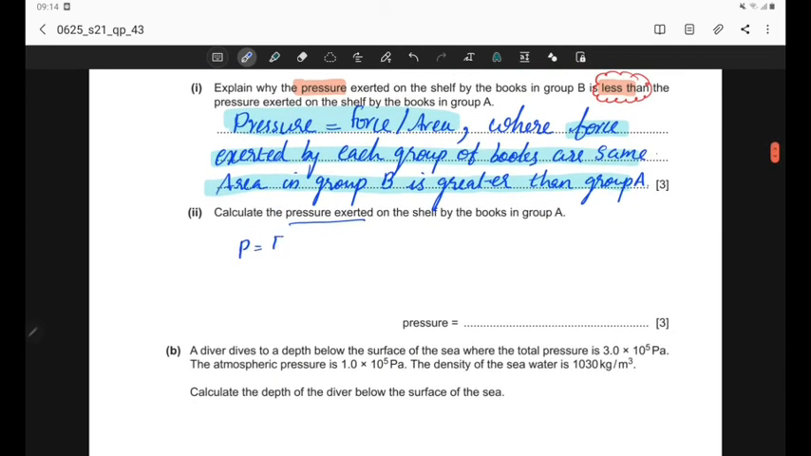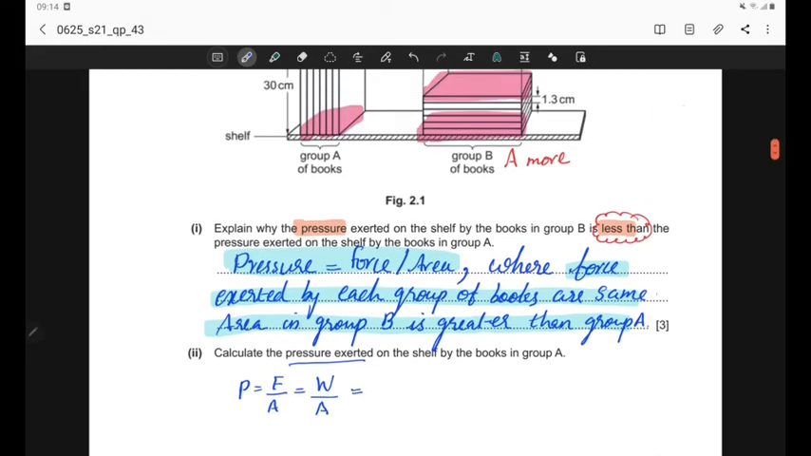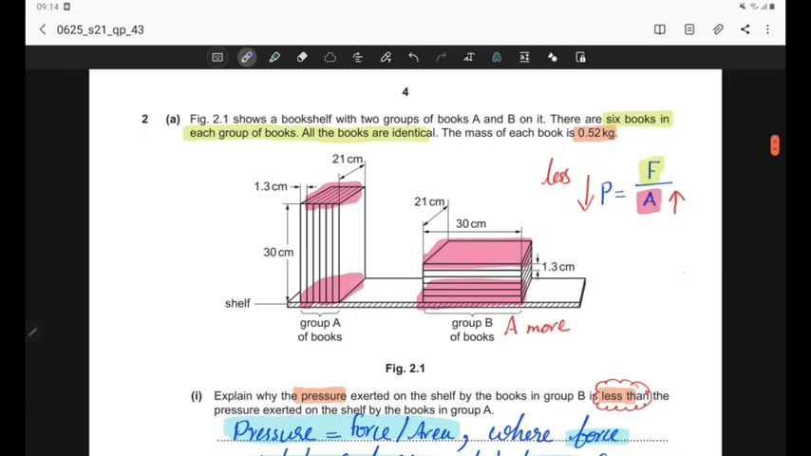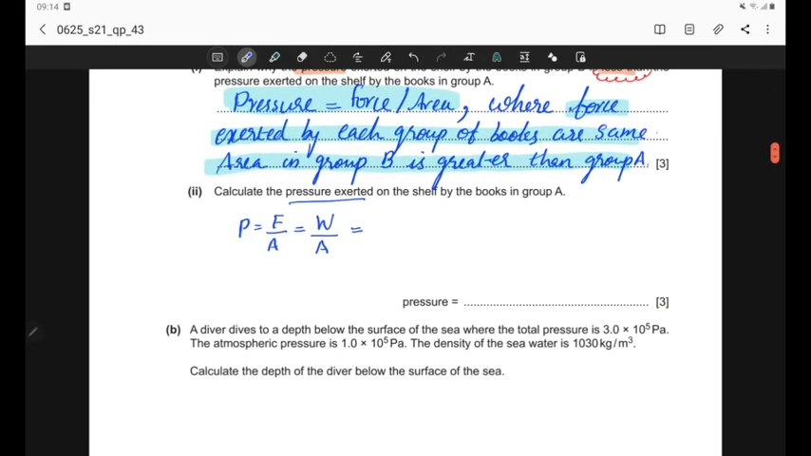Pressure is force over area, where here the force is nothing but the weight of these 6 books in group A over the area which is in contact with the shelf. So first we can calculate the weight, where weight is not given directly, but it's given that the mass of each book is 0.52. So we can first calculate what will be the weight of 6 books. So weight is equal to mg.